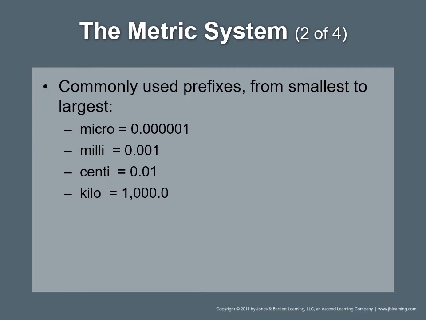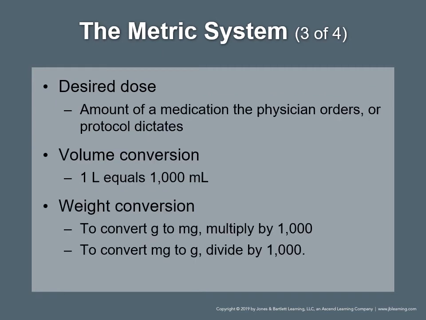Table 13.4 illustrates the symbols of weight and volume used in the metric system, and Table 13.5 illustrates the metric units of weight and volume and their equivalents. I highly suggest that y'all know those. You must be able to convert larger units of volumes and weights to smaller ones and vice versa. The volume and weight of the medication to be administered may be only a fraction of the total amount. The desired dose refers to the amount of a medication that the physician orders or protocol dictates.